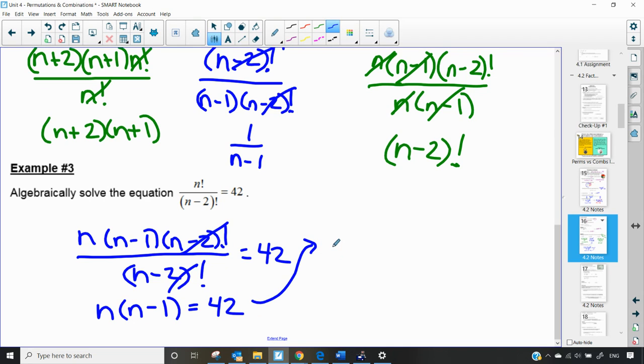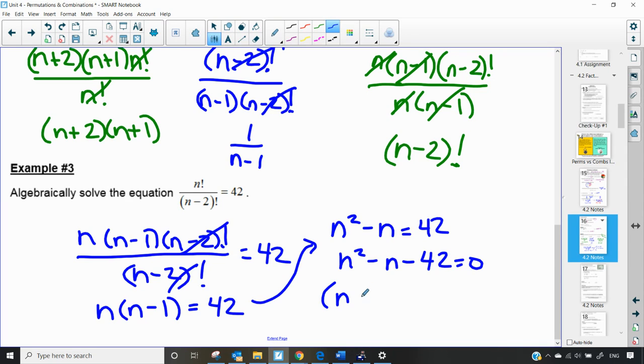Now at this point, I'm going to have to multiply everything out, and there will be some factoring involved. So this is going to give me n squared minus n equals 42. So n squared minus n minus 42 equals 0. Going back to our factoring, we're looking for two numbers that multiply to be 42 and add to be negative 1. So we're going to have n minus 7 and n plus 6 equals 0. So that gives me n equals 7 and n equals negative 6.